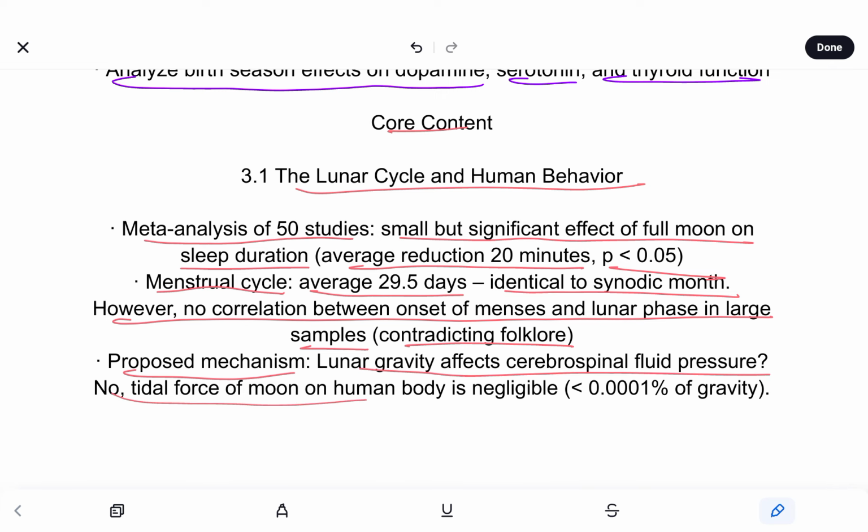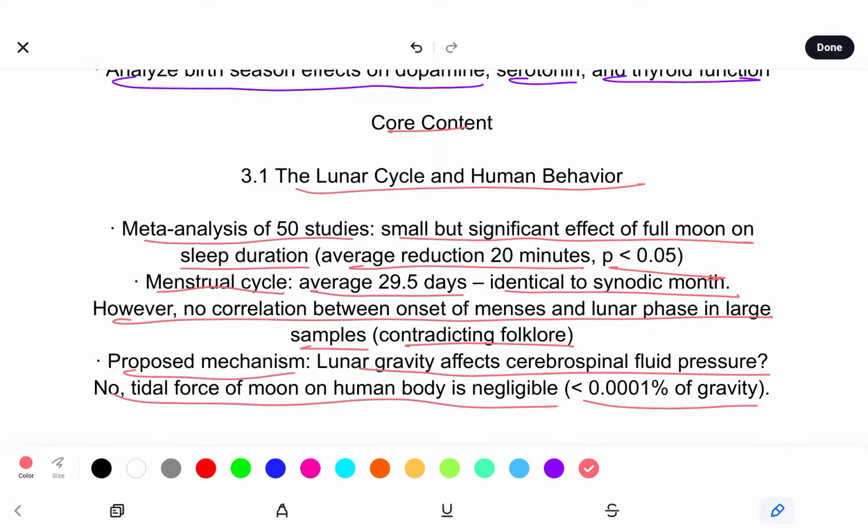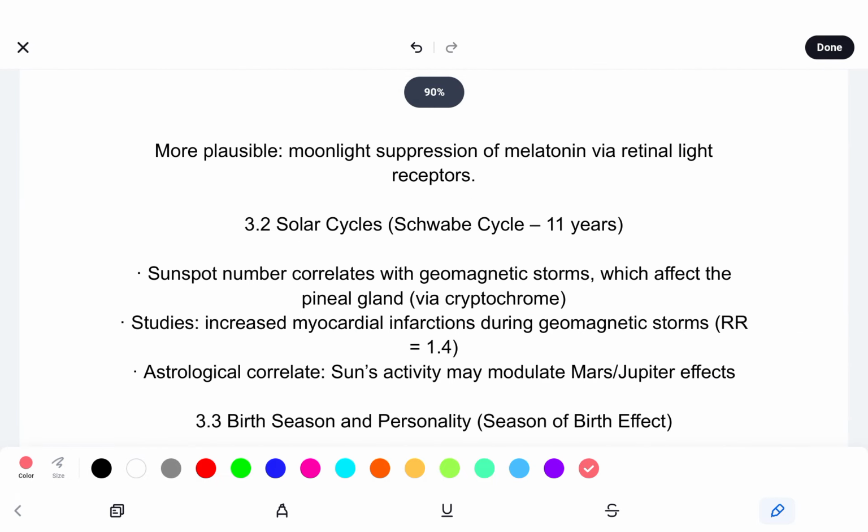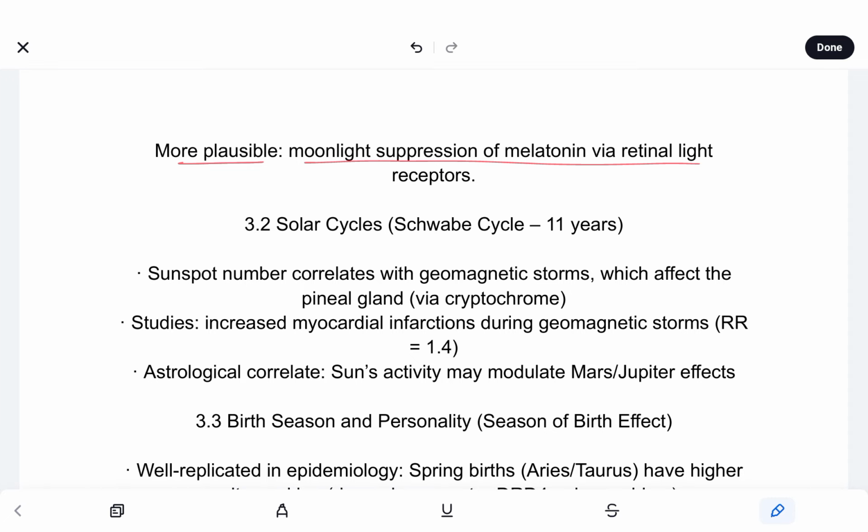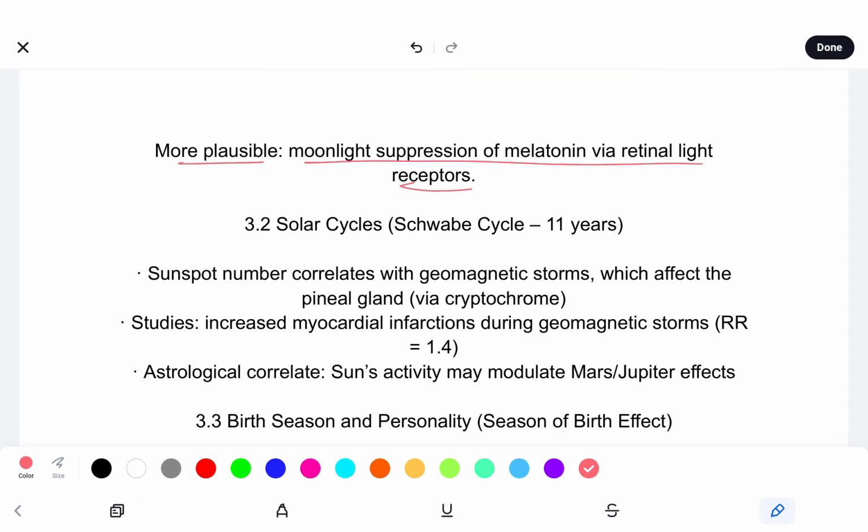No, the tidal force of the moon on the human body is negligible, less than 0.0001% of gravity. So, more plausible, moonlight suppression of melatonin via retinal light receptors.